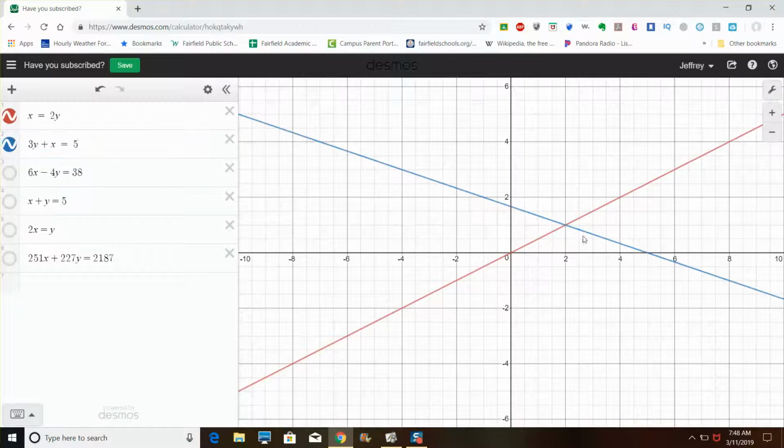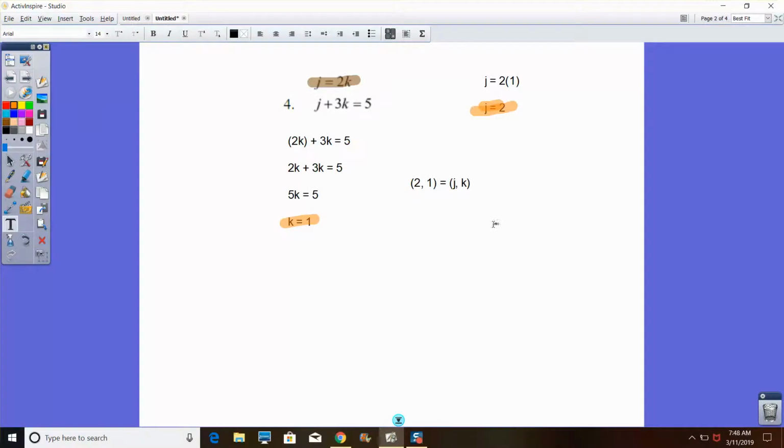And then that, of course, would reflect that solution that we're looking for, which is (2, 1). Okay, so we checked it with graphing. And then, of course, if I was to plug both of these numbers in, they should work in both equations. So we'll do that real quick.